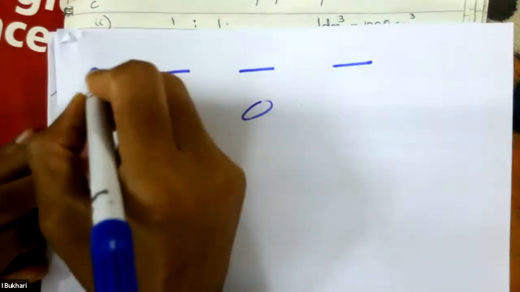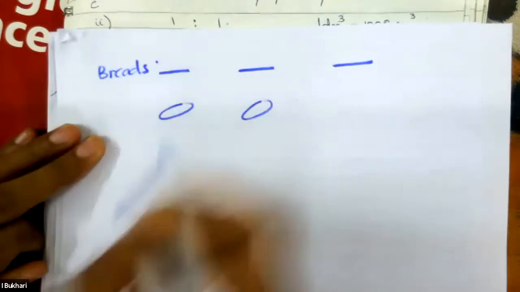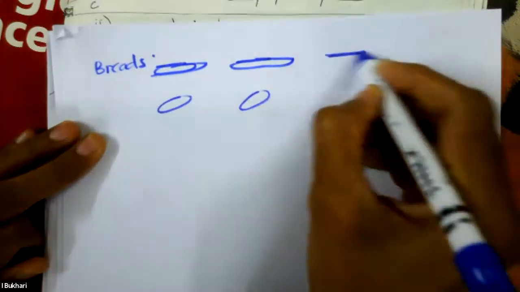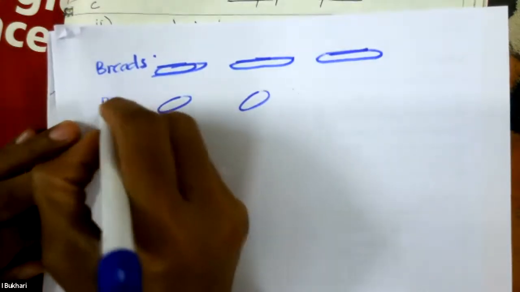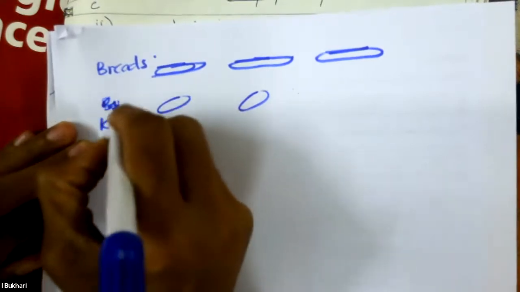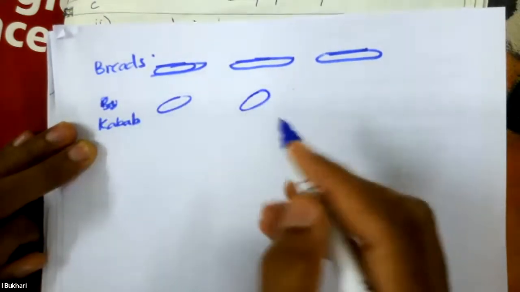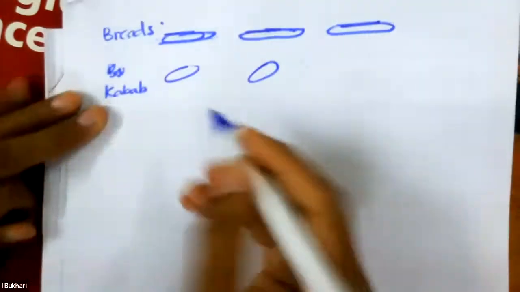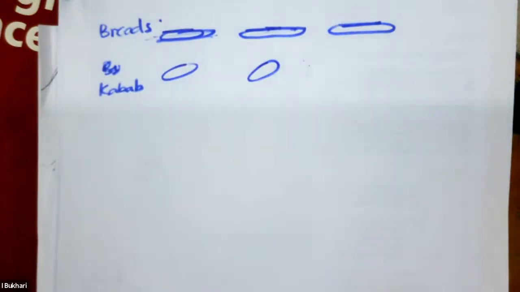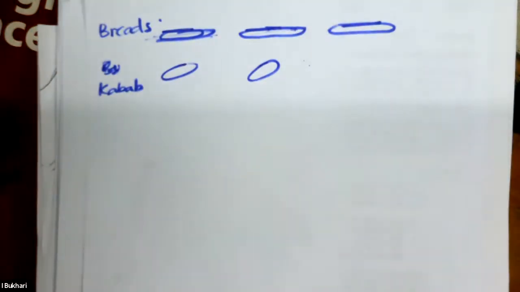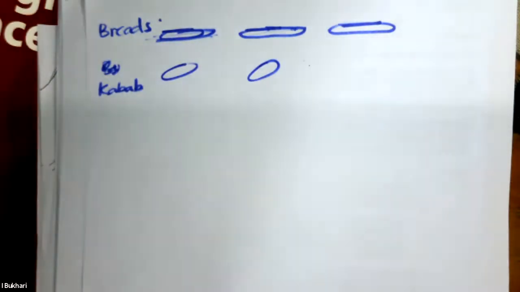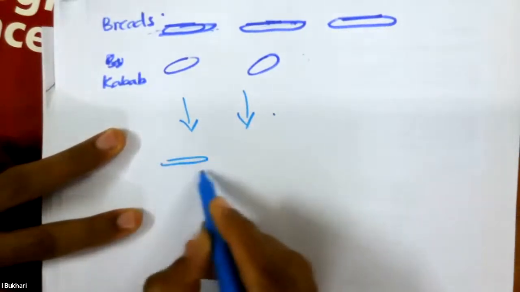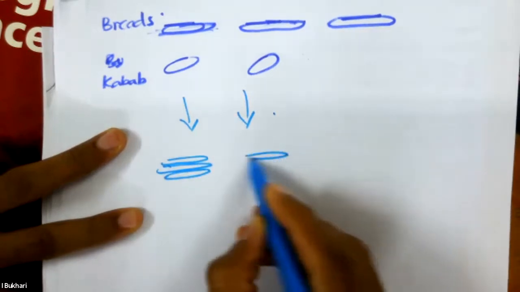These are 3 breads. Now for a sandwich, how do I make them? For example, this is breads and these are kebabs. I have only 2 kebabs. Now these can be cut into halves. So how many sandwiches can I make out of these? Two, only 2, because I have only 2 kebabs. So I can make only 2 burgers or sandwiches, whatever you want.